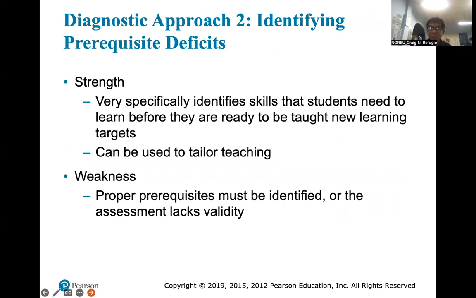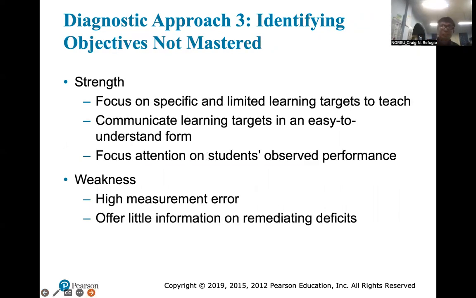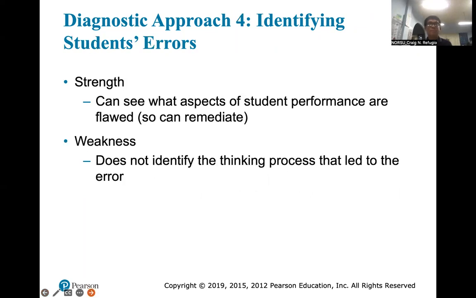Diagnostic approach number 2, identifying prerequisite deficits. What is the strength for this? And what is the weakness? Approach number 3, identifying objectives not being mastered. So the strength is provided, the weakness is also provided. Diagnostic approach number 4, identifying students' errors. So the strength is provided and the weakness is also provided.